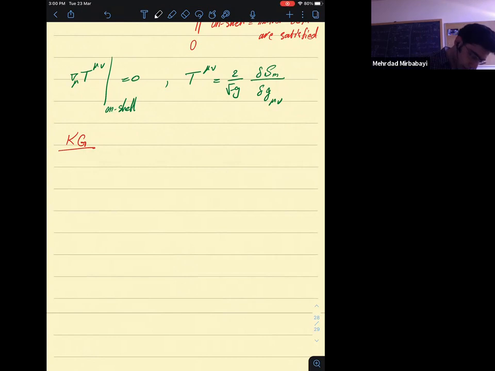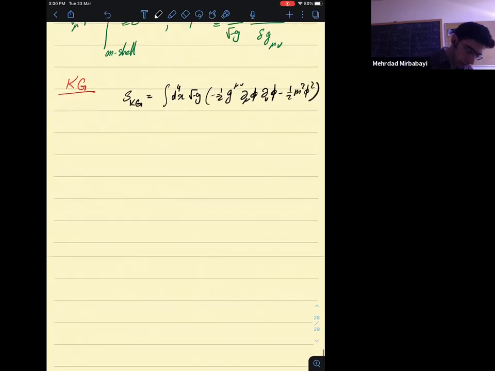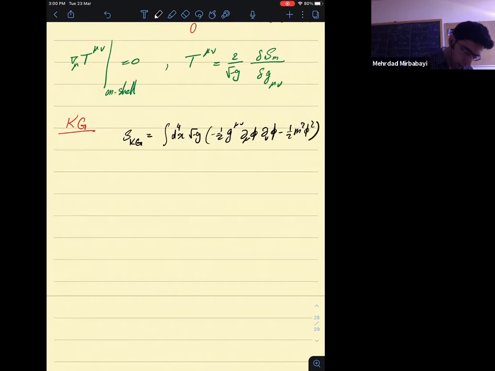Right, so how do we check that? We know that the Klein-Gordon action is integral d4x square root of minus g times minus 1/2 g mu nu d mu phi d nu phi minus 1/2 m squared phi squared. Now we want to do the variation of this action with respect to g mu nu.